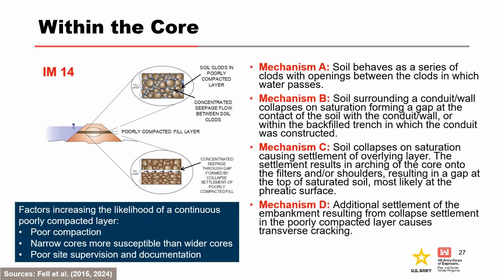IM14 is more likely if layers were poorly compacted, with a low relative compaction and compacted dry of optimum moisture content. The poorly compacted layer must persist across the full width of the core. Therefore, narrow cores are more susceptible than wider cores, and this IM is more likely in the upper parts of the embankment. Poor site supervision can be a factor in the likelihood of poor compaction.